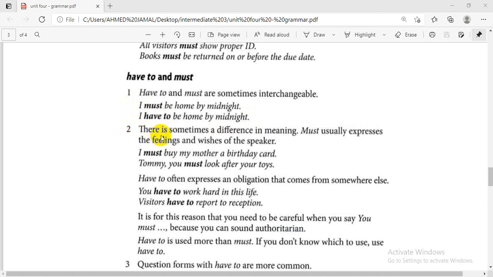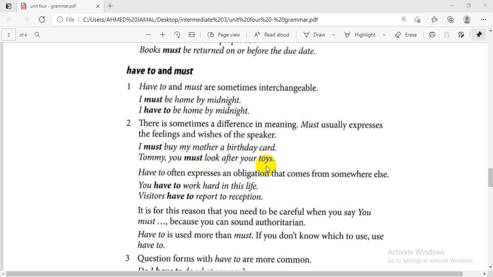There is sometimes a difference in meaning. Must usually expresses the feelings and wishes of the speaker. يوجد هناك اختلاف في المعنى. يجب أن يعبر عادة عن مشاعر أو رغبات المتكلم. I must buy my mother a birthday card. Or Tommy, you must look after your toys.